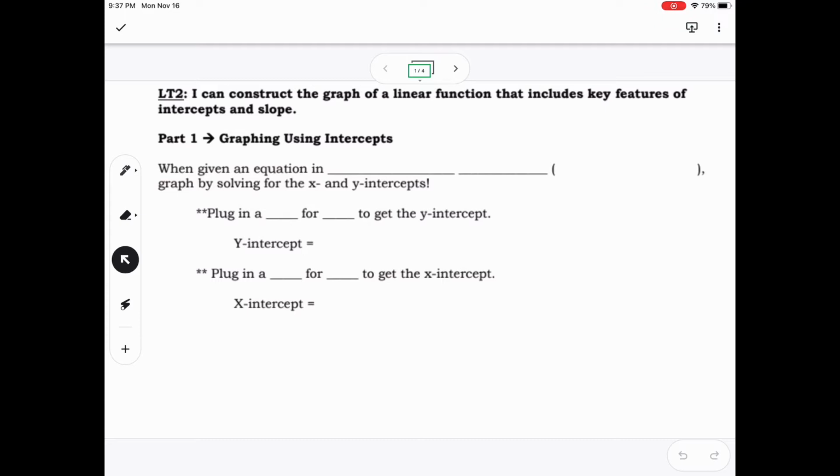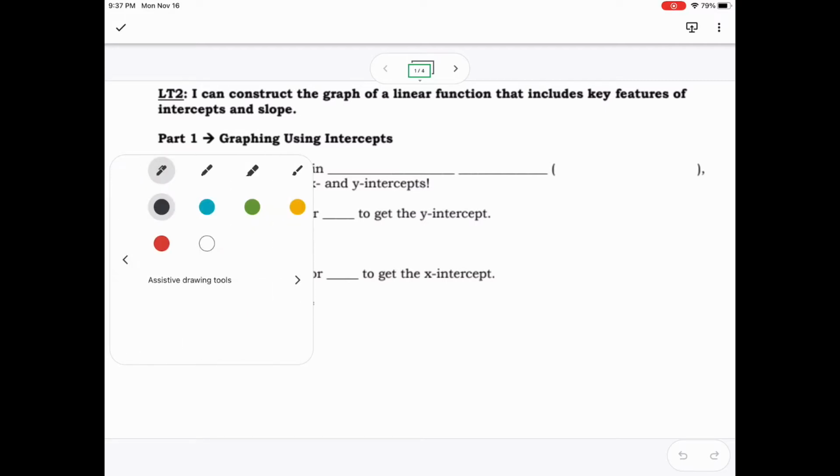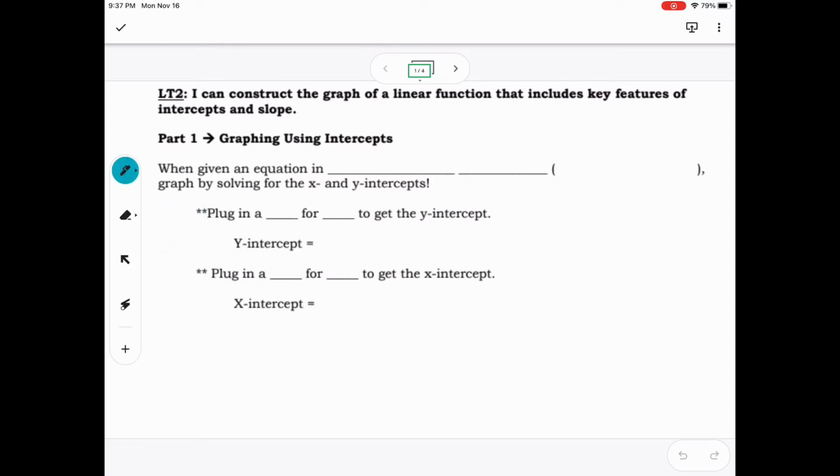But first, part 1, we want to talk about graphing using intercepts. So graphing using intercepts is, we want to complete this sentence. So when given an equation in what we call standard form, the equation is going to look like this.